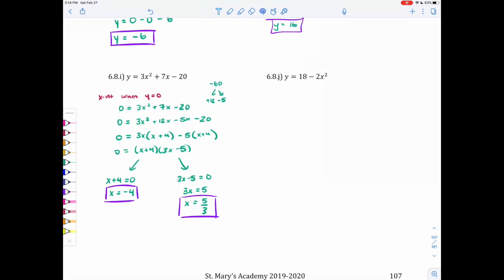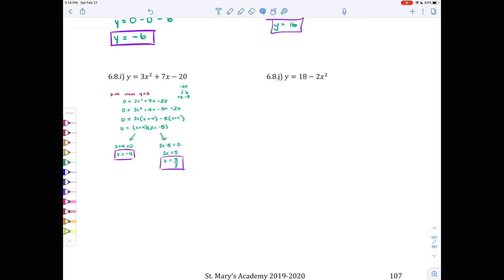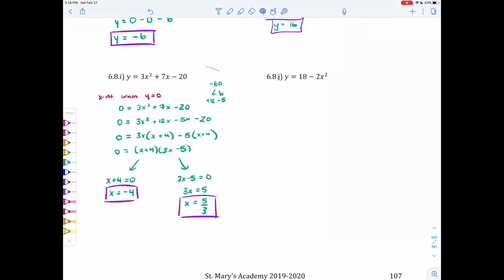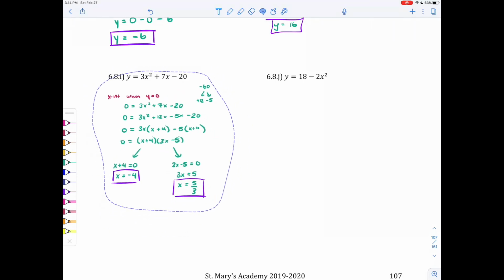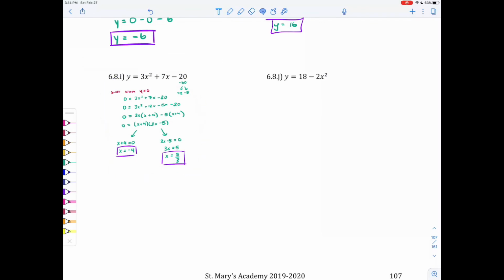I'm going to shrink this down just a smidge because I took more room than I wanted to. Beep, boop, bop. I said beep, boop, bop.